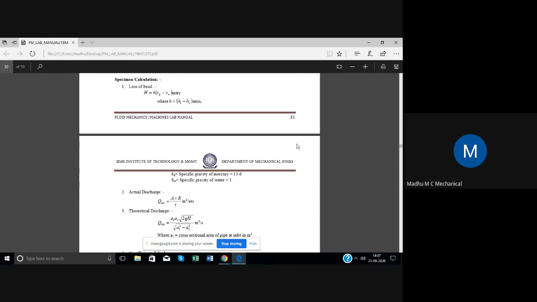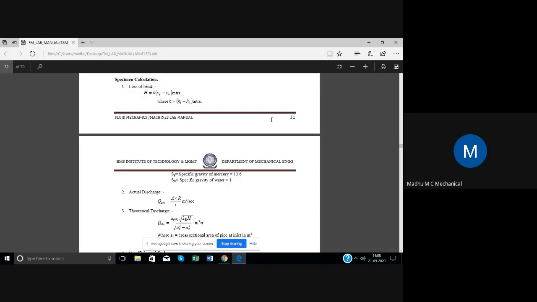Head loss is equal to small h into Sg minus Sw. Sg, specific gravity of mercury, is 13.6. Sw, specific gravity of water, is equal to 1. Therefore, H is 2.9 divided by how much? 100 or 10? 2.9 centimeters, how many meters? Divided by 100 into 12.6. That will be your head loss. Calculate that. 0.365, sir. Okay, head loss is over.